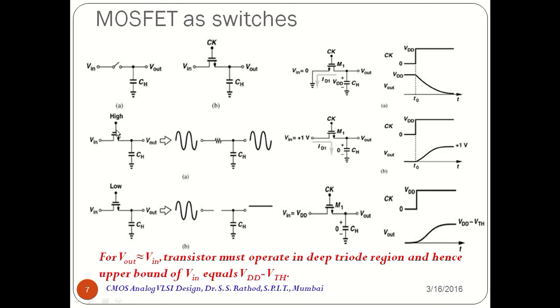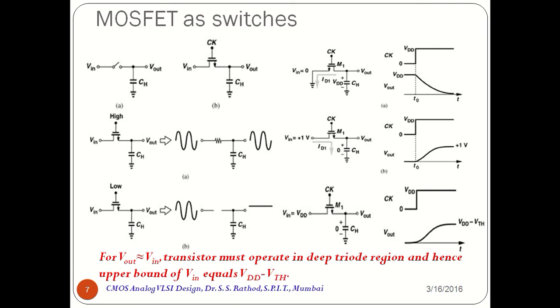And this middle figure shows that when the clock is high, the switch acts as a resistor, the switch is on, and whatever is the input, it will be transferred to the output. While when the switch is low, whatever is the input, output will be 0. This is our preliminary discussion. Now let us discuss this in detail.